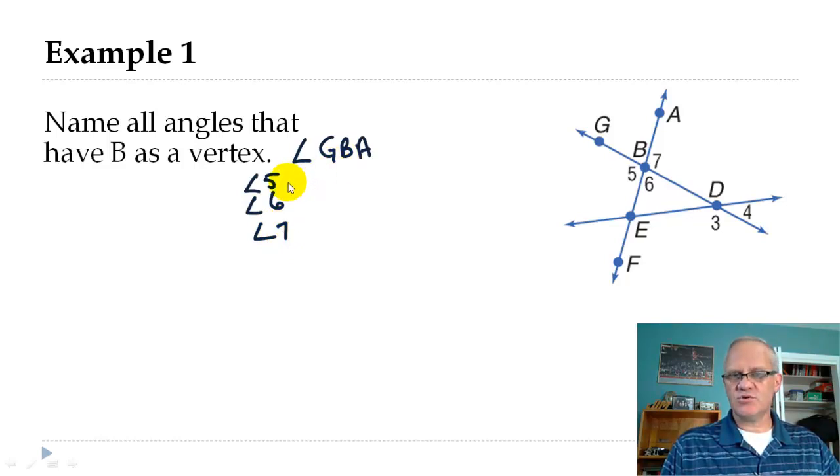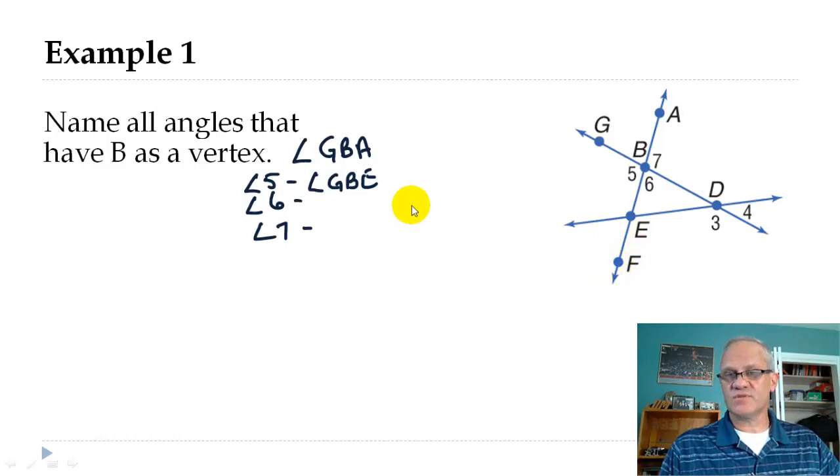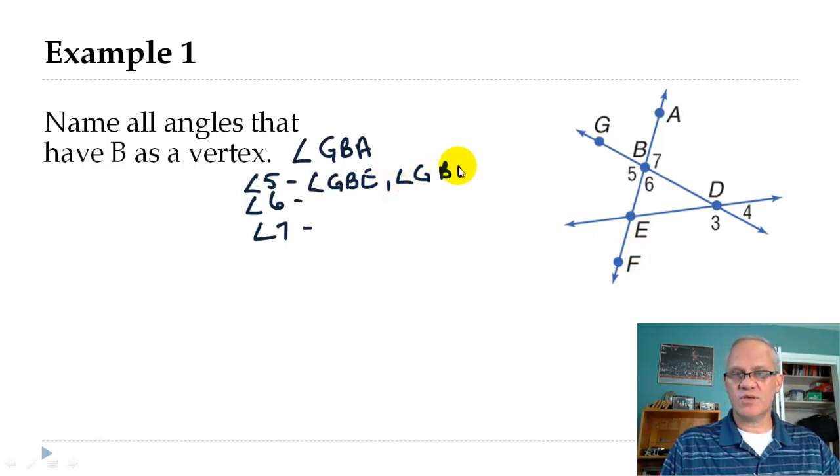Or, just to show you what else, angle 5 could also be called angle GBE. You could also call angle 5 GBF if you wanted to. That's the same angle. So you could also call that angle GBF. That would also be angle 5.